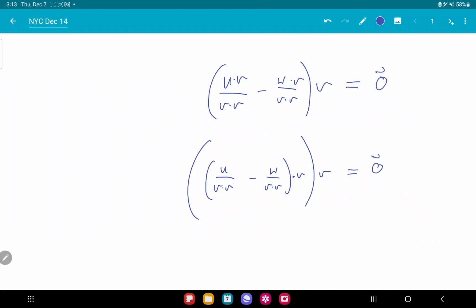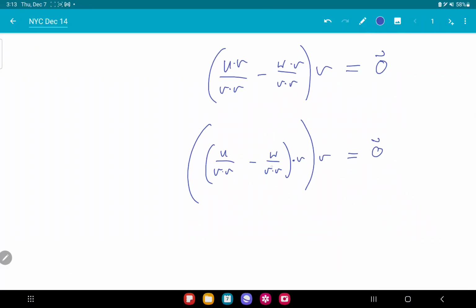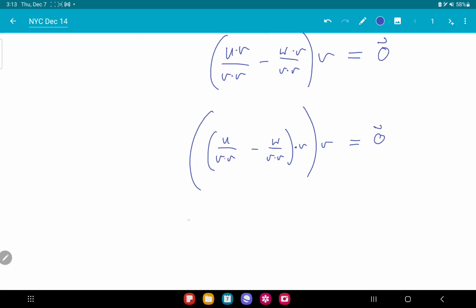So almost there. I have this common denominator. So why don't I move that out? v dot v. And I got u minus w in the bracket dot v times, as a scalar multiple, v equal to 0 vector.